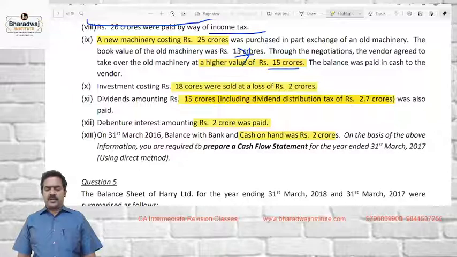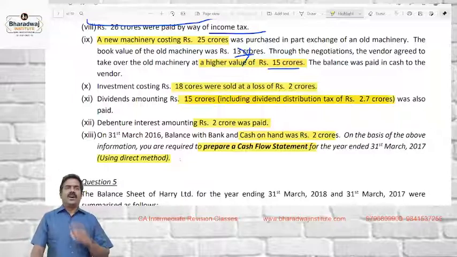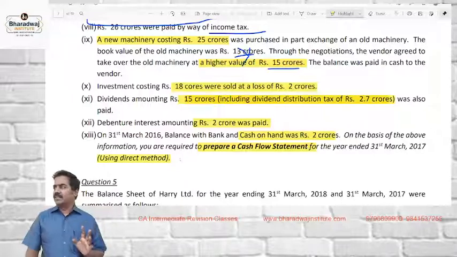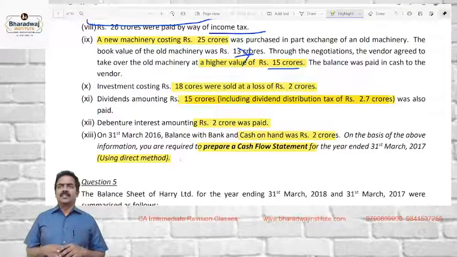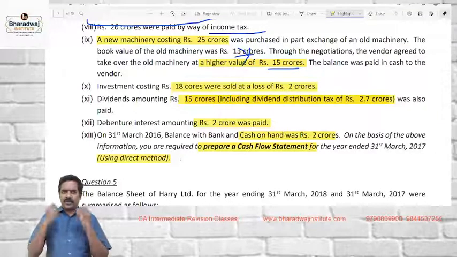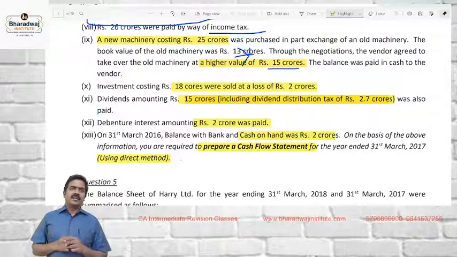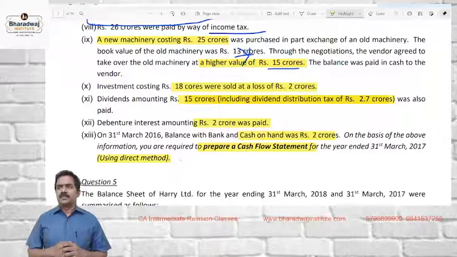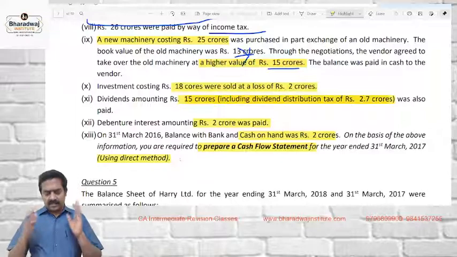You prepare which one? Cash flow statement using which method? Direct method. See, when you go for direct method, all this profit or loss is not relevant. How to work out under direct method? Receipts minus payments. No working note required. Directly we can start with which one? Cash flow statement under which method? Direct method. Let us start.